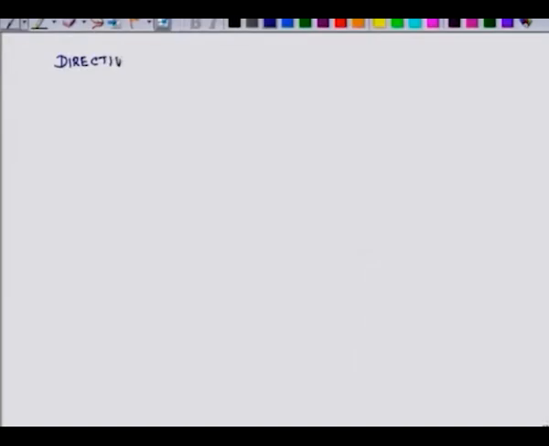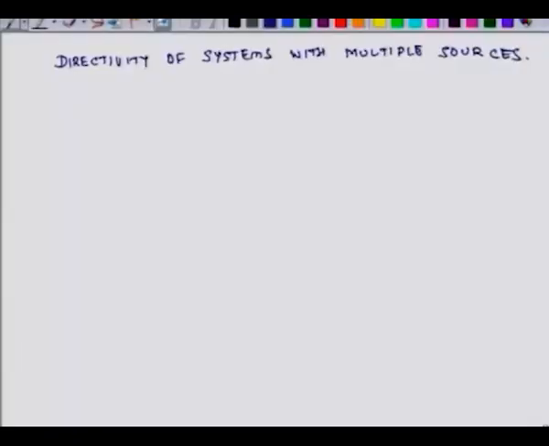So, what we are going to look at is directivity of systems with multiple sources. Earlier we looked at the situation where we had 2 sources. Next we will look at situations where we have 4 sources, 6 sources, and so on, and then finally we will extend these relations to a generic case where we have n sources in the overall field. But before we start with more than 2 sources, we relook at the results of 2 sources.